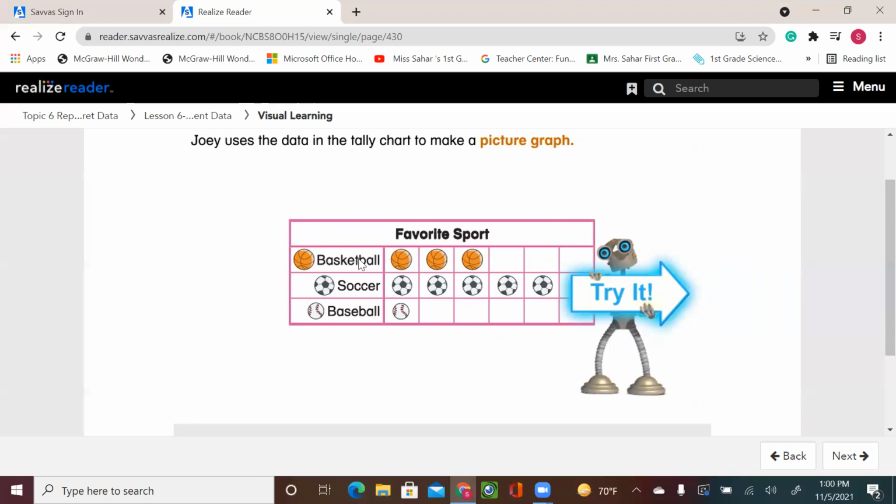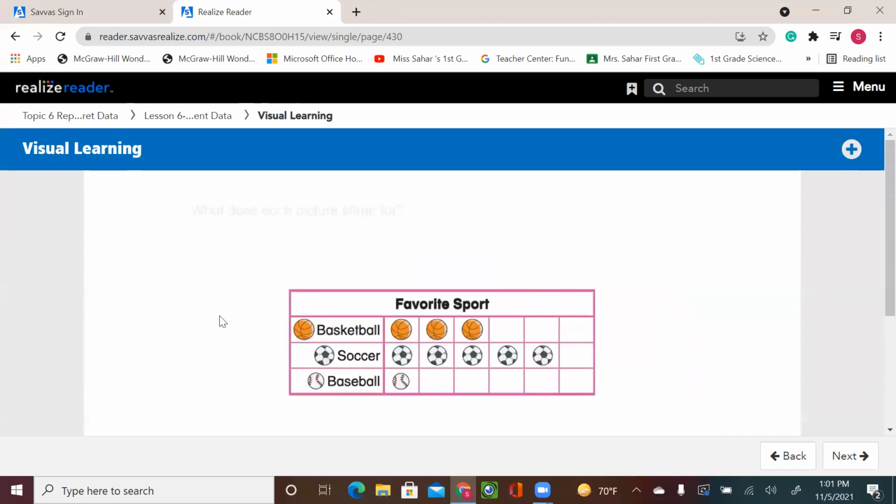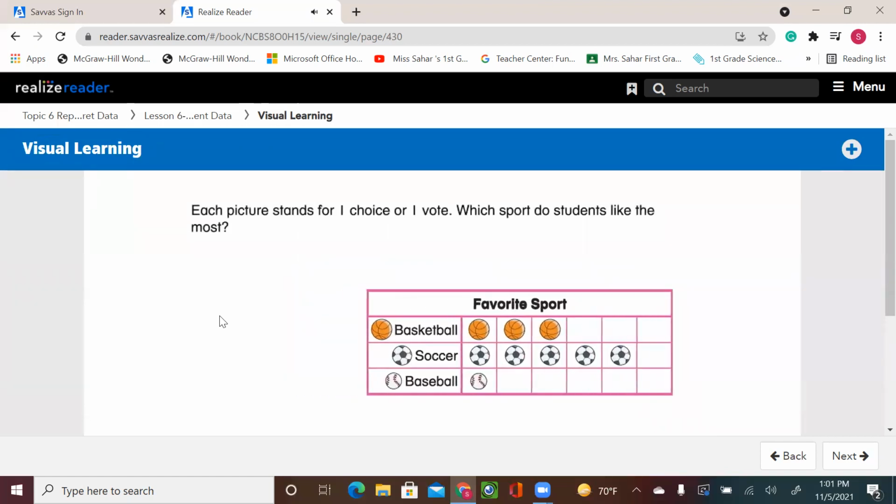So if I look at it, I can tell there is 3 of his friends chose basketball because I see 3 basketballs. And then for soccer, I see 1, 2, 3, 4, 5 friends chose soccer as their favorite sports. And then 1 friend only chose baseball. The total are 9 because he made this survey asking 9 of his friends. What does each picture stand for? Each picture stands for one choice or one vote.